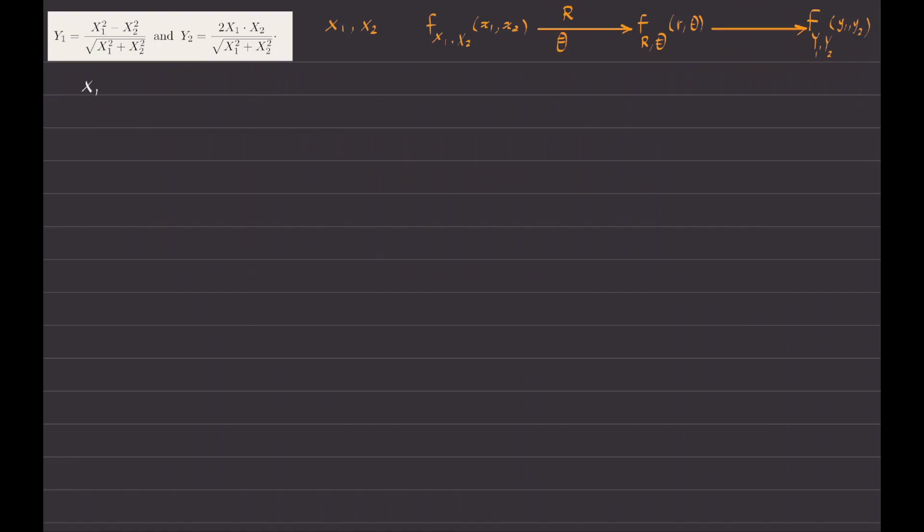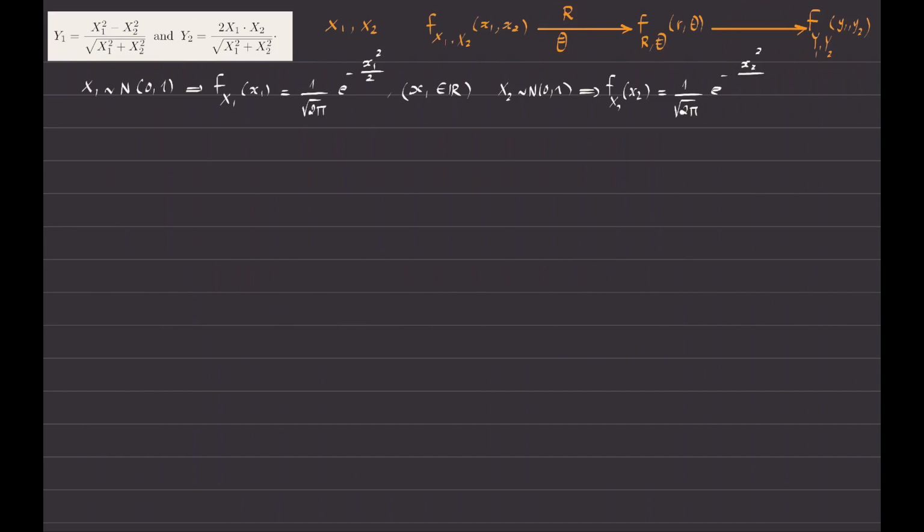x1 has normal distribution, so this means that f sub x1 of x1 is 1 over square root of 2 pi e to the power of minus x1 squared over 2 for x any real number. And I also know that x sub 2 has the same distribution, so this means that f sub x2 of x2 is 1 over square root of 2 pi exponential of minus x sub 2 squared over 2.